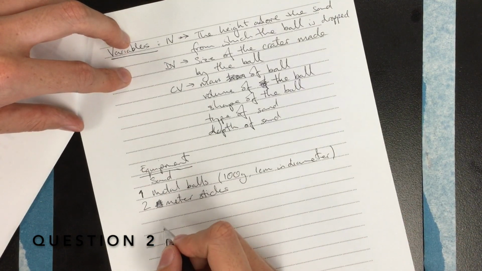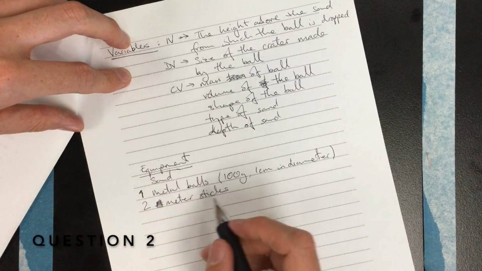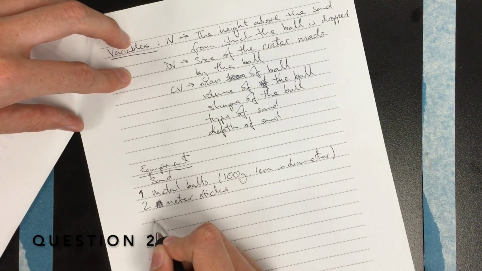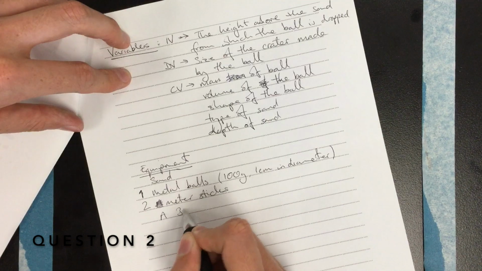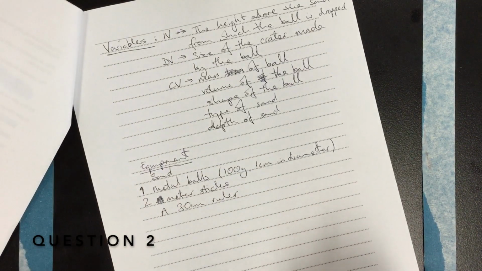I also want something to measure the size of the crater, so any piece of equipment that measures a distance is going to be fine, but I want something that's as detailed as possible, so at least a 30 centimeter ruler. A 15 centimeter ruler would have been fine as well. A micrometer would have been alright as well. Anything that's going to measure at least to the millimeter is going to be good.